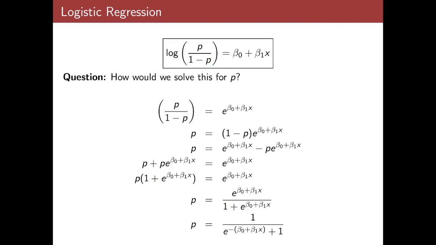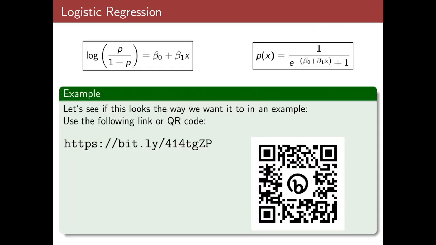I don't want you to worry about how we'd solve this for p. I've included the steps on the slide, and we could go ahead and solve this for p, do a whole bunch of algebra. And if we did that, we would get this function shown on the right here. So p of x is 1 over e to the minus (beta naught plus beta 1 x), plus 1.